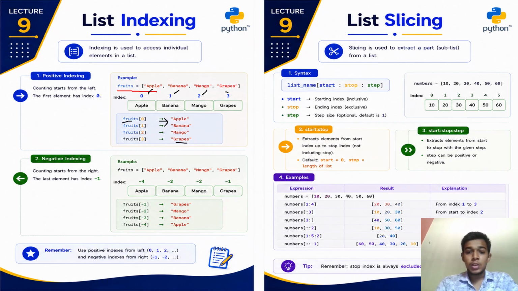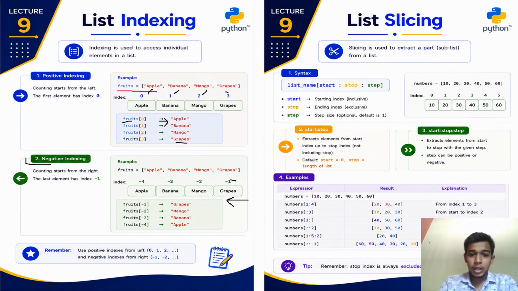Now you can see here negative indexing. It's exactly the same as string indexing. Python also supports negative indexing. I also told you this in the strings. Instead of counting from the left, it counts from the right. The last element always has index -1.